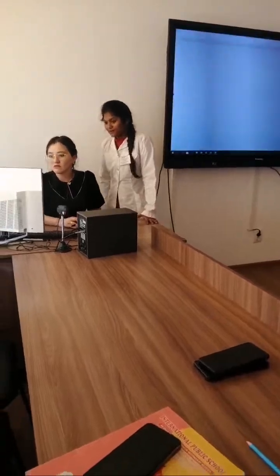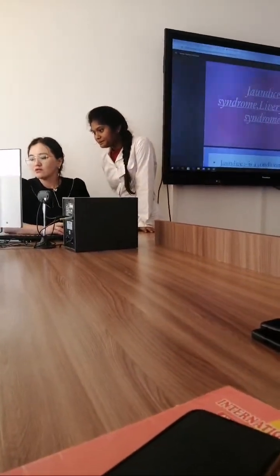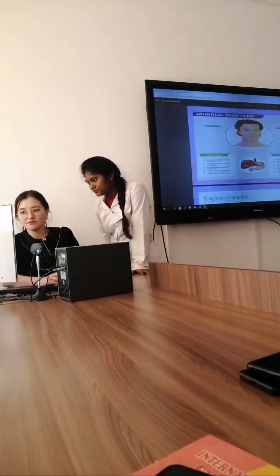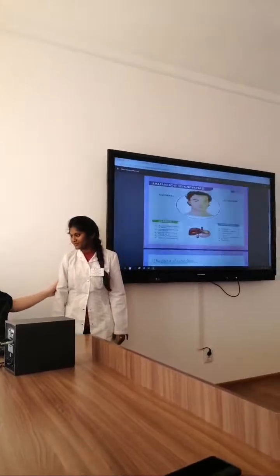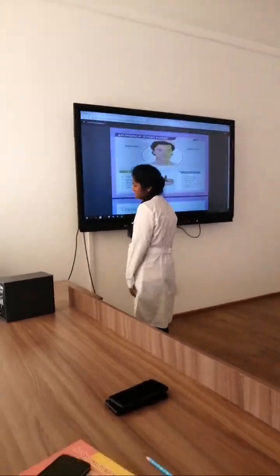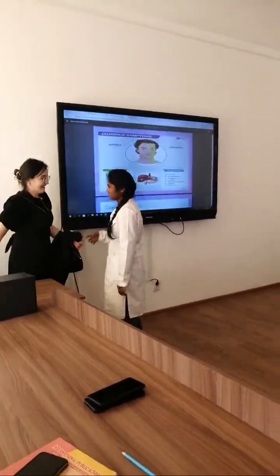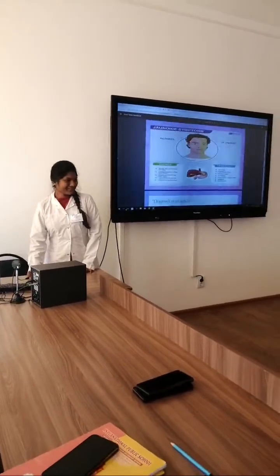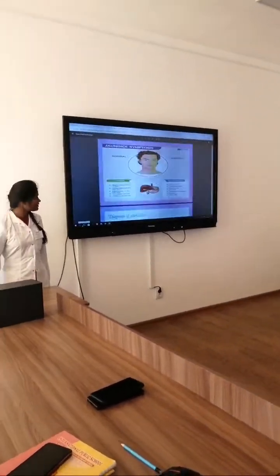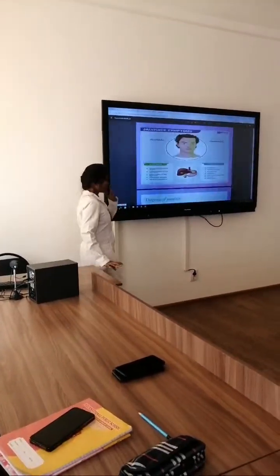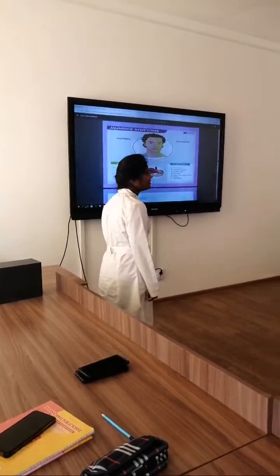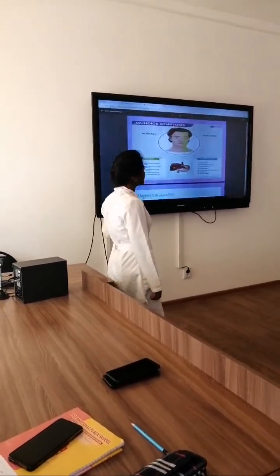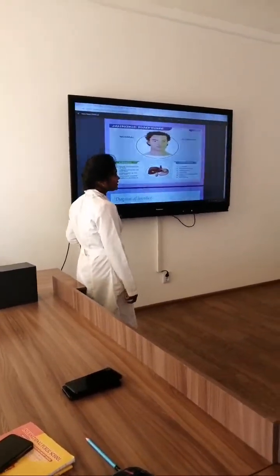Understand this picture. It shows a normal person and the difference from a jaundiced person. The skin color turns yellow.